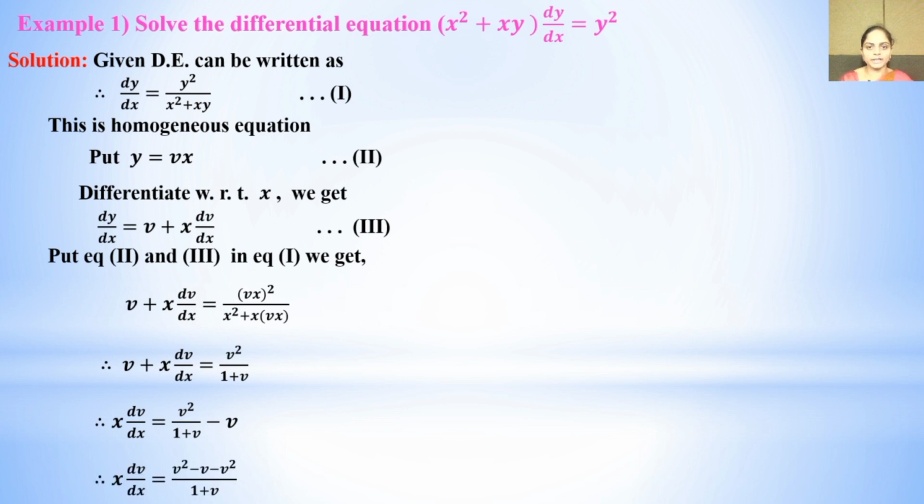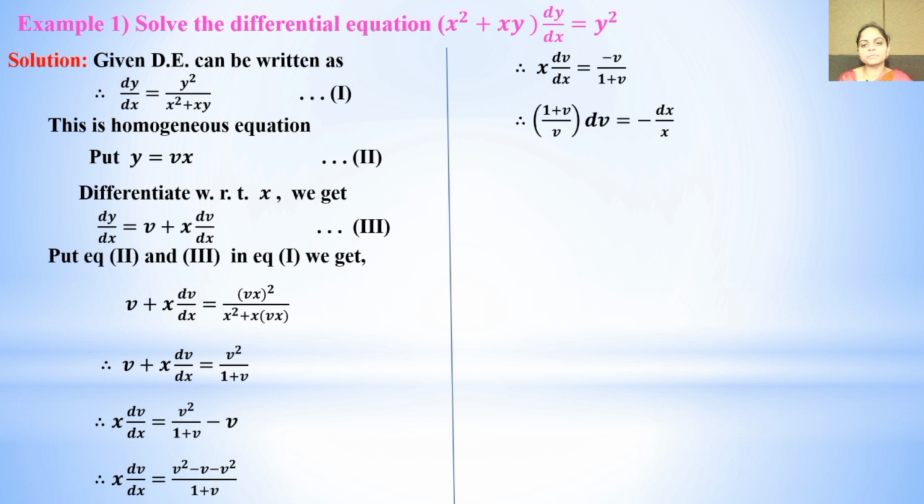On solving, we get x into dv by dx is equal to v square minus v square divided by 1 plus v. Here in the RHS, the term v square minus v square gets cancelled. So, we get x into dv by dx is equal to minus v divided by 1 plus v. Now, we take the terms of v on the LHS and the terms of x on the RHS. We get 1 plus v divided by v into dv is equal to minus dx by x.